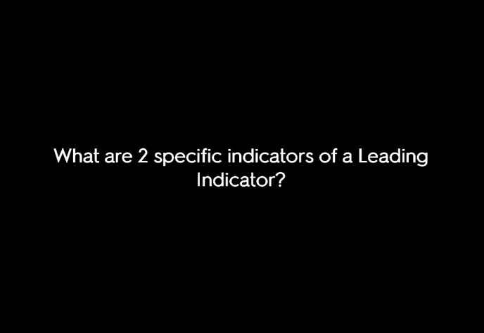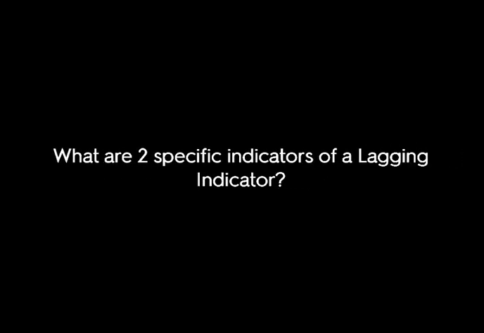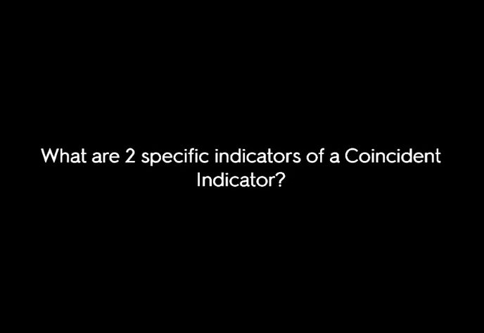What are two specific indicators of a leading indicator? Yield curve and stock market return. What are two specific indicators of a lagging indicator? Unemployment rate and CPI, consumer price index. What are two specific indicators of a coincident indicator? GDP, gross domestic product, and personal income.